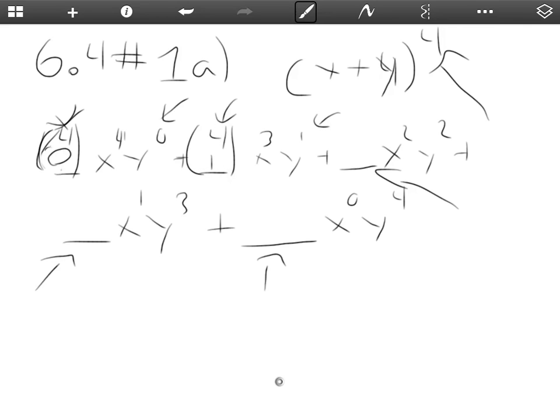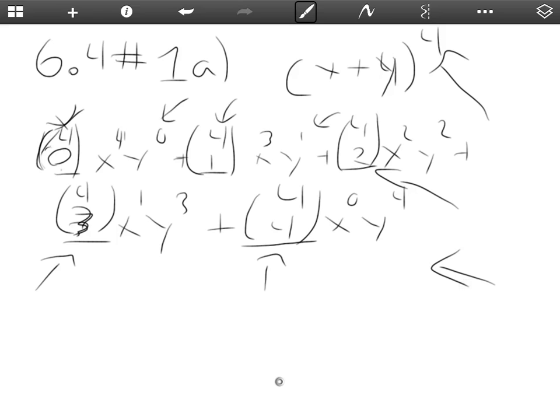And when y is 2, you're going to do 4 choose 2. When y is 3, you're going to do 4 choose 3, and when y is 4, you're going to do 4 choose 4. And by the way, get ready, because this is exactly what the binomial theorem is. You just do the same format for the binomial theorem. We'll show you that in part B.